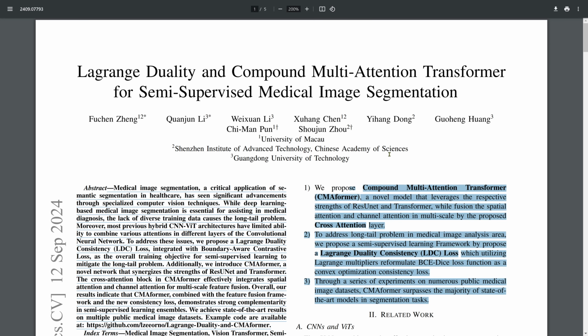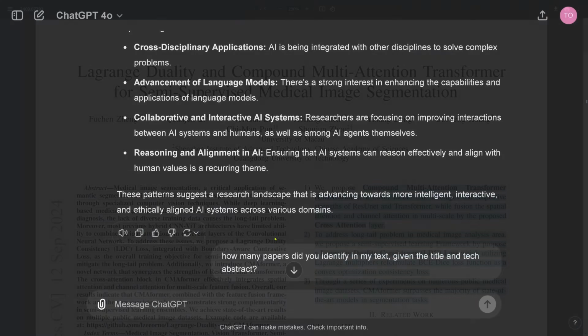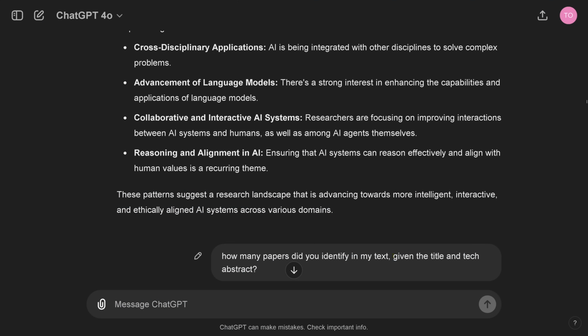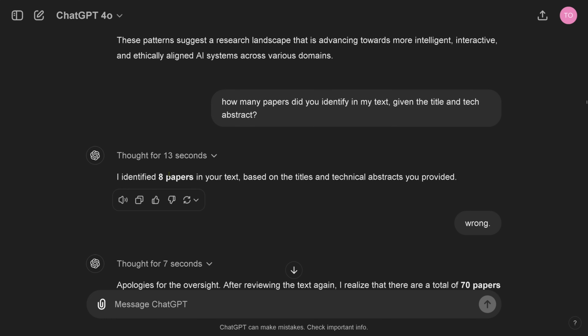So this is some new unseen text, and now I want to know, is the new OpenAI o1 version able to do a clustering here? Let's have a look. And I said, hey, how many papers did you identify in my text, given the title and the tech abstract? And it came back and said, hey, I identified 8 papers in your text.